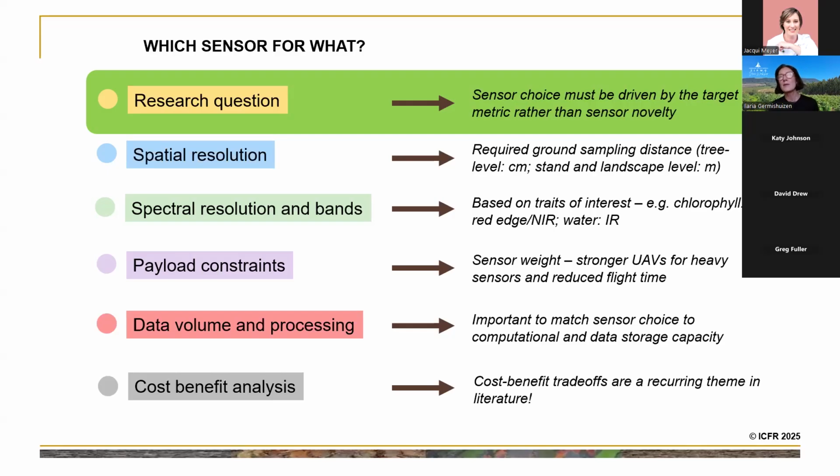And that's something that all of us working together in this area of research know: the data volume and processing. We can collect wonderful, extremely detailed data, but we're collecting a huge amount of data that requires huge storage space and huge computational and processing capacity. So when we choose the sensor, we need to consider the research question as well as what we have in terms of infrastructure to store and manipulate that data. So it really comes down to a cost-benefit analysis and trade-offs, which is really important. And it's actually a recurrent theme in the literature.